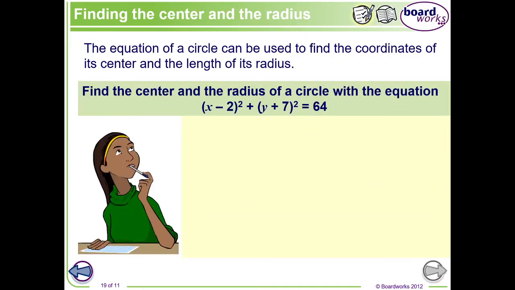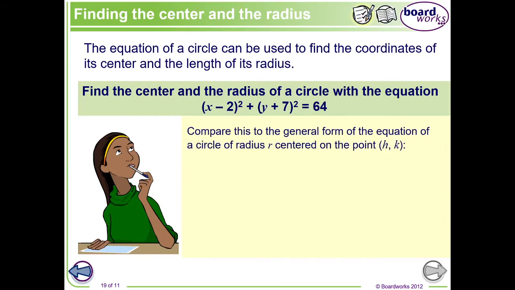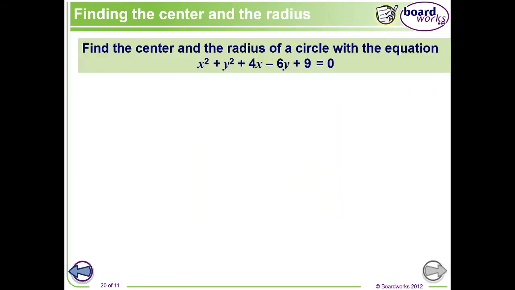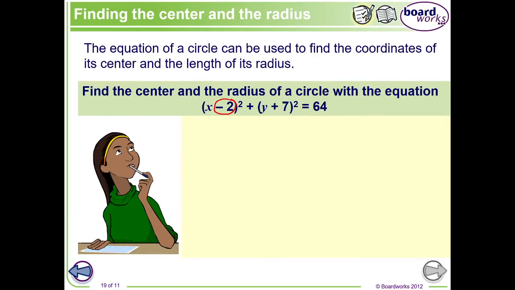What about this one? Okay, let's compare. What is the opposite of negative 2? Positive 2. So the center's h is positive 2. What about the opposite of positive 7? Negative 7. So that's your center now. Now, this is our r squared.